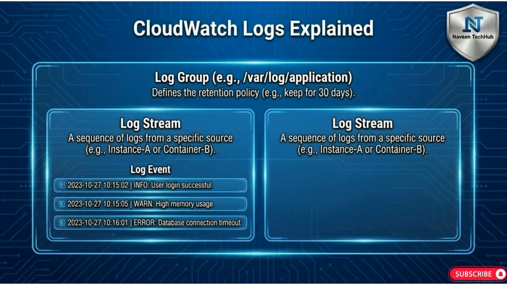CloudWatch Logs stores application and system logs. There are two important terms, log group and log stream. A log group is a collection of logs, for example, /var/log/application. A log stream is usually logs from a specific source, such as one EC2 instance or one container. Think of a log group as a folder, and log streams as files inside that folder. Logs are very useful when debugging application errors, failed deployments, authentication issues, or runtime exceptions.